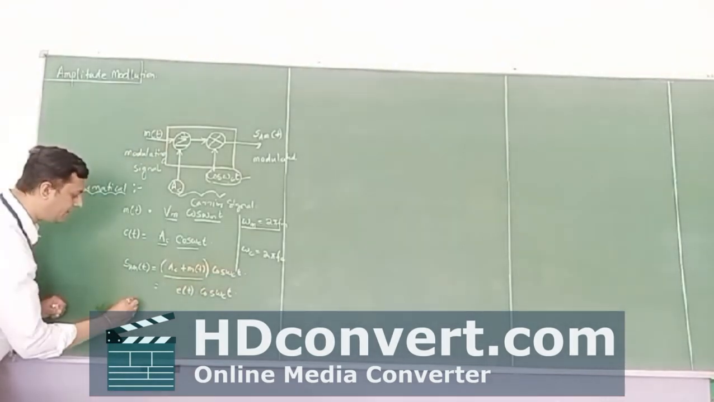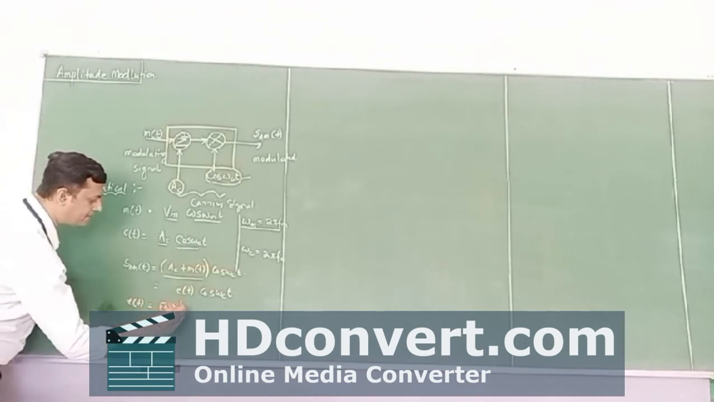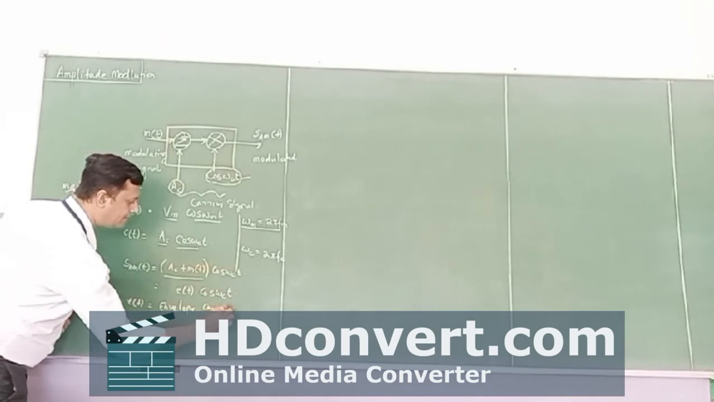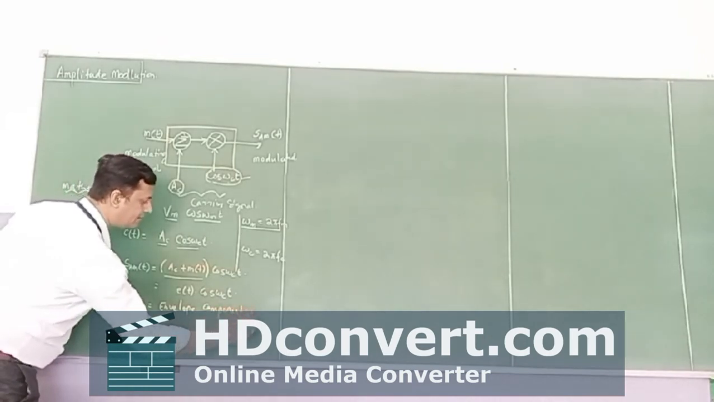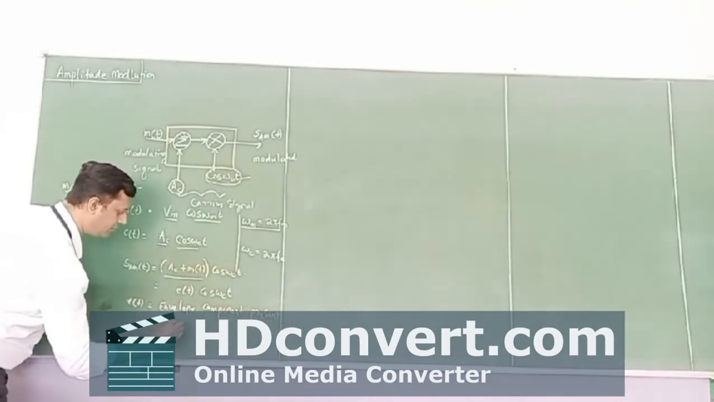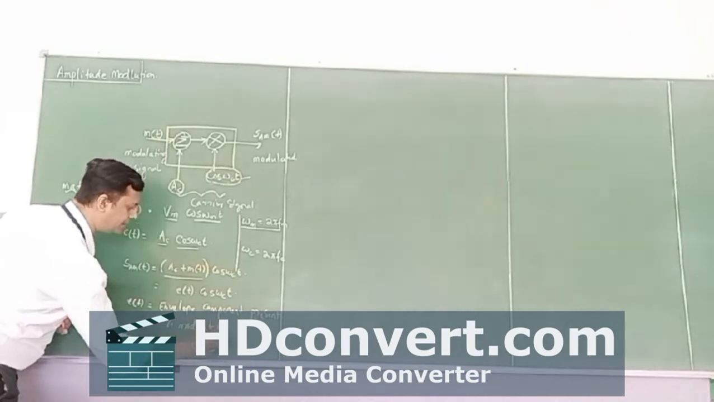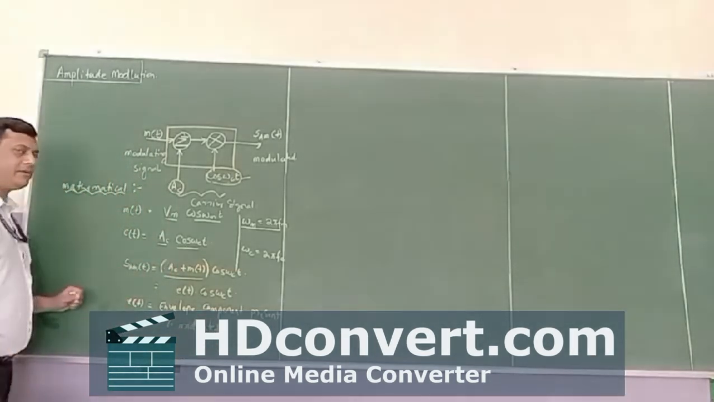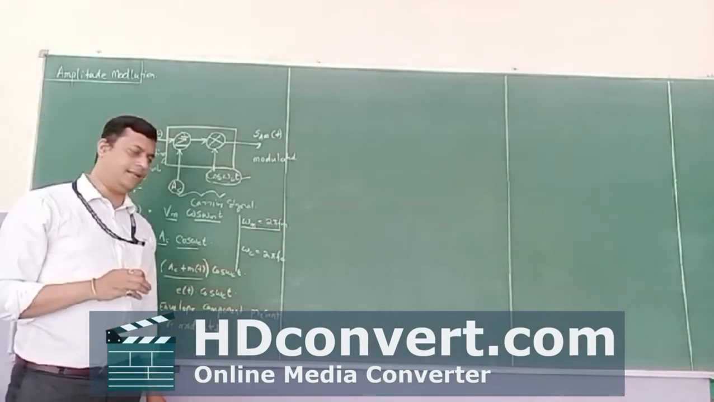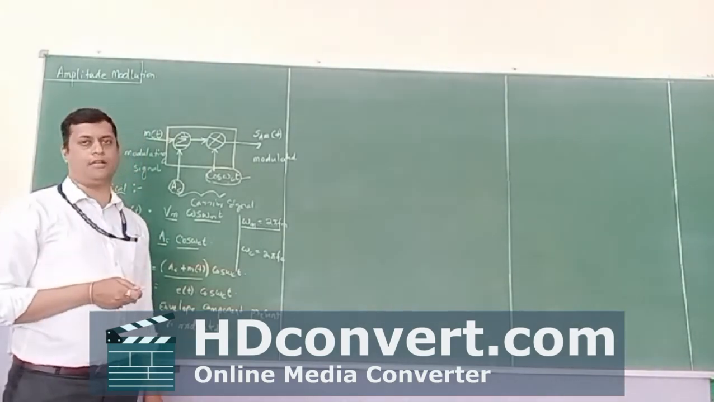Now this E of t is called as envelope component present in modulated signal. Now what is the purpose of this envelope? This envelope consists of our modulating signal. So while demodulation, with the help of this envelope I can extract my modulating signal.